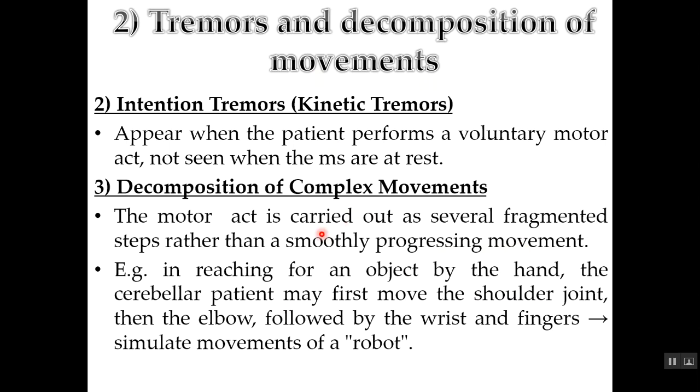For example, in reaching for an object by the hand, the cerebellar patient may first move the shoulder joint, then the elbow joint, then the wrist, and then the fingers, simulating the movements of a robot. So his movement becomes decomposed. This is the dysmetria, tremors, and finally decomposition of the movement. These signs can be demonstrated during the finger to nose test.